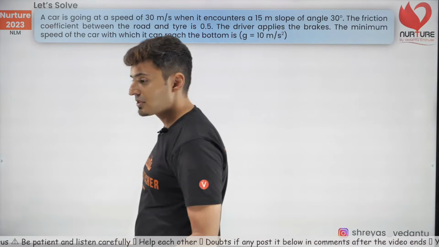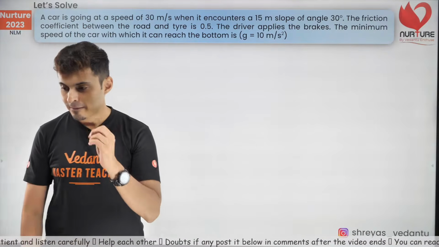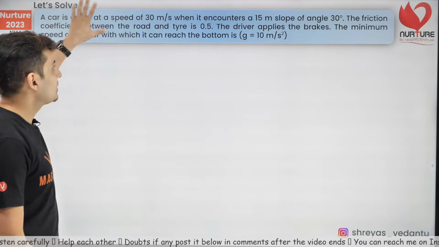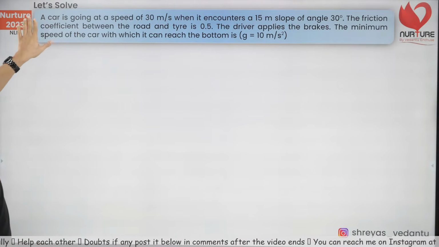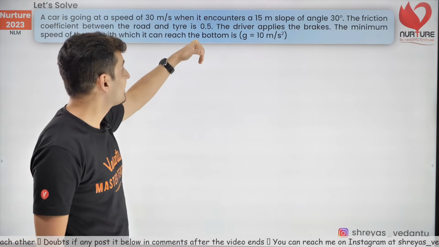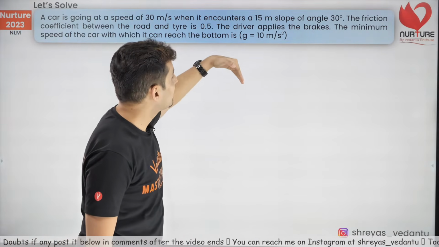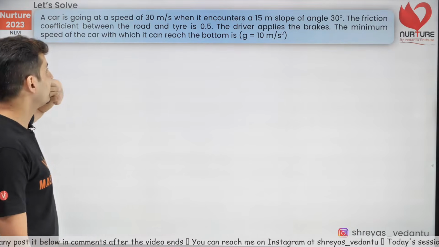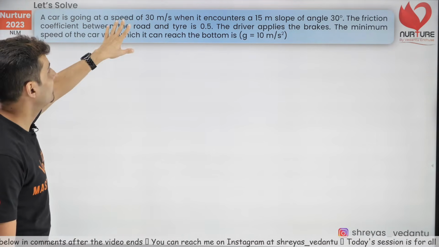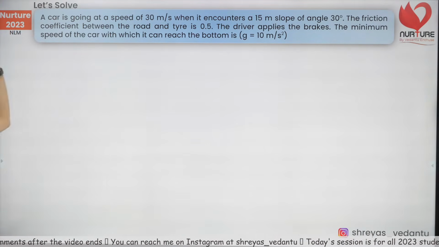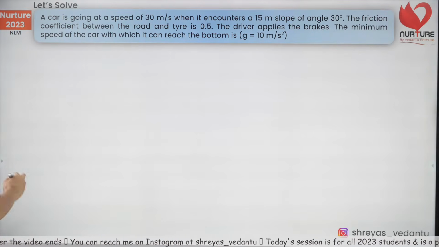Okay, now let's go to the next question. Now in this question, beautiful things are happening. There is a car which is going with speed of 30. It goes into a slope at angle of 30 degrees. Friction is given. Driver applies brake. The speed with which the car reaches the bottom.